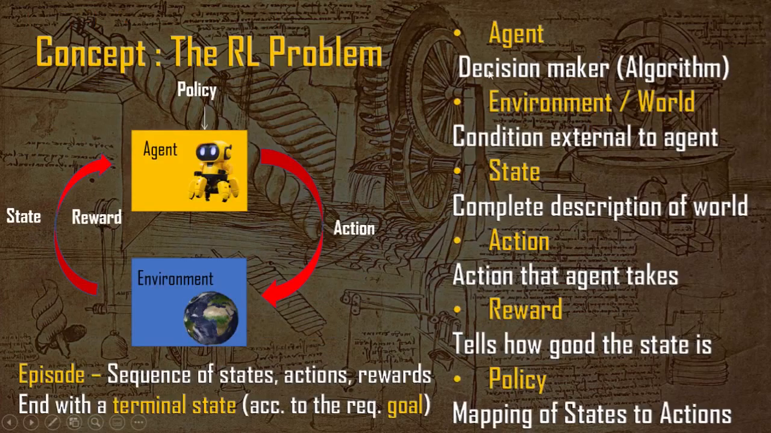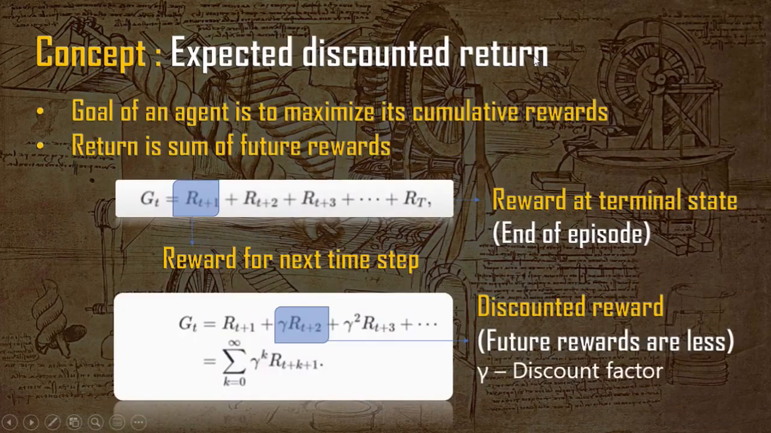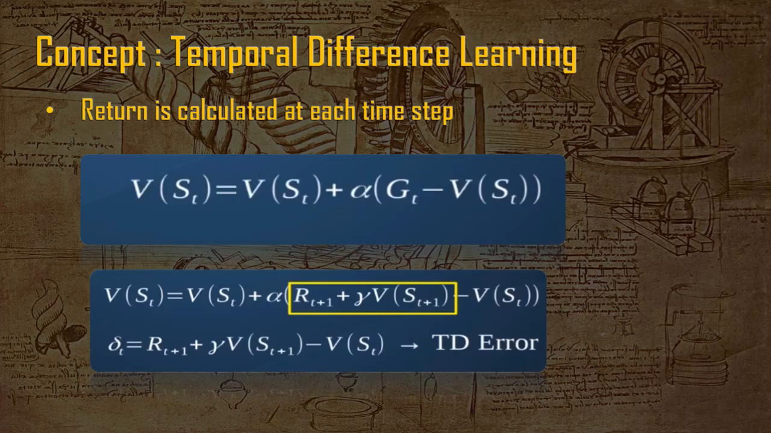Sorry, this is not Monte Carlo prediction. This is temporal difference. I just wanted to show this particular formula here. I mentioned that we want to have a value of a state, so this is using temporal difference.